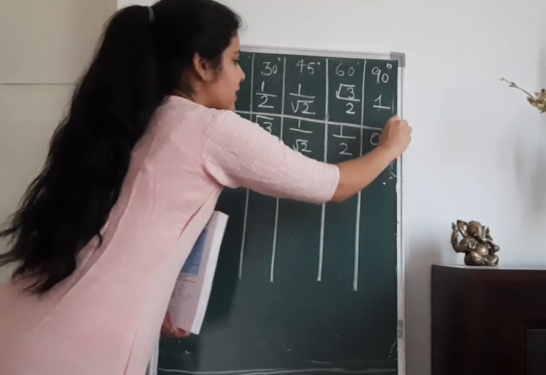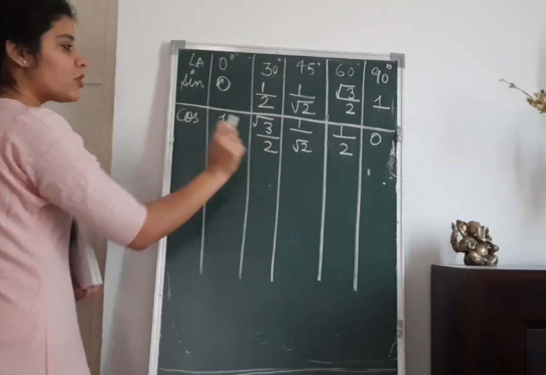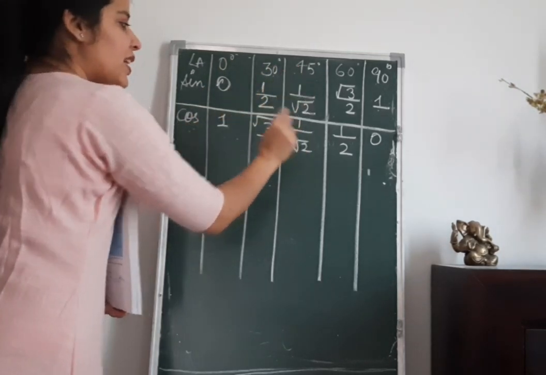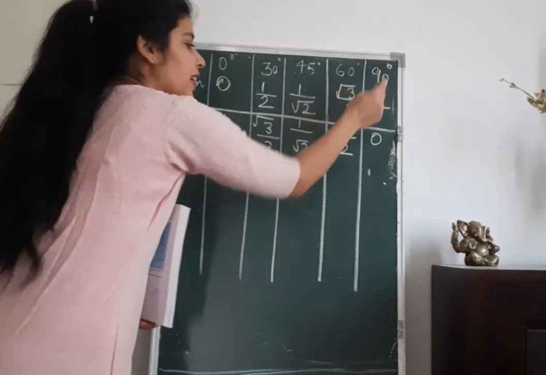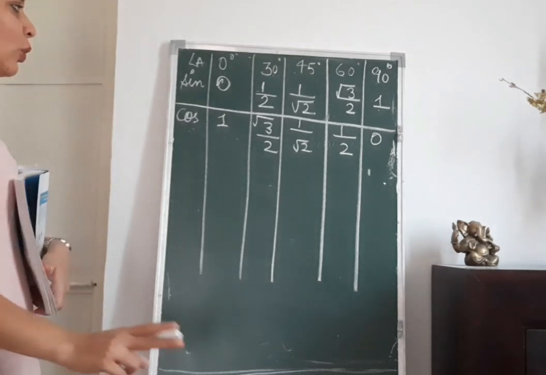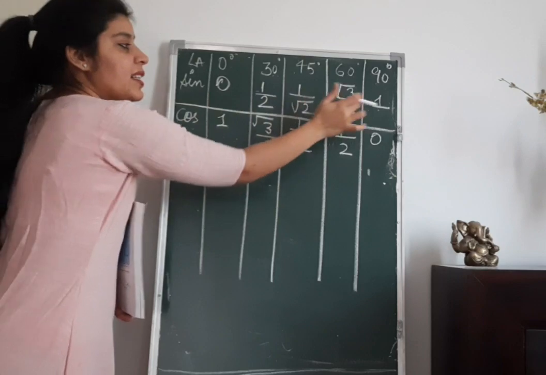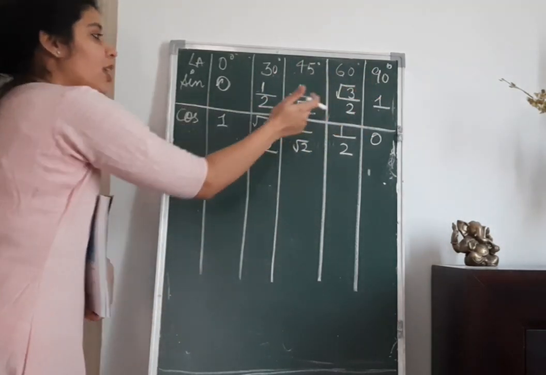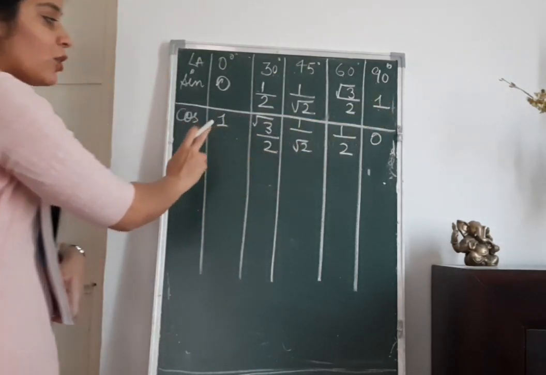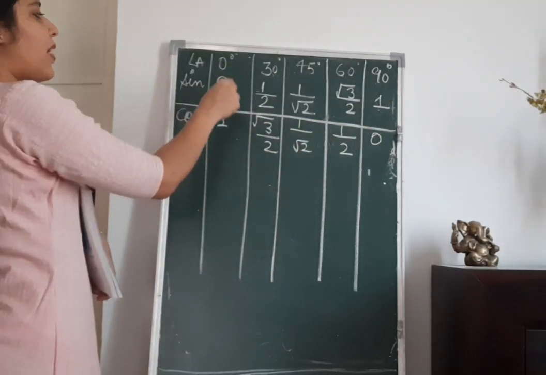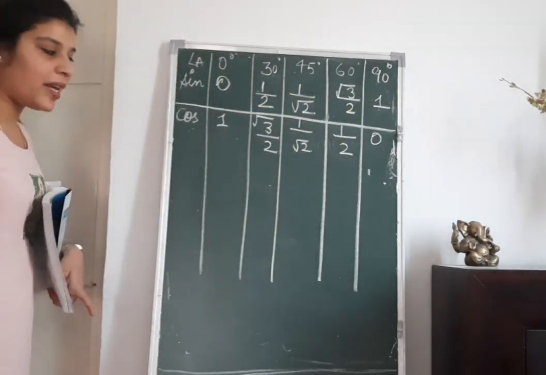What does this give us? This gives that cos of 0 degree is equal to 1, cos of 30 degree is equal to root 3 by 2, cos of 45 degree is equal to 1 by root 2, cos of 60 degree is equal to half, and cos of 90 degree is equal to what? 0. So what we have done, we have just written the value for sine of all these angles, and then we have written all these values in reverse order. Once we have written all these values in reverse order, we have easily got the value of cos 0 degree, cos 30 degree, cos 45 degree, cos 60 degree and cos 90 degree.